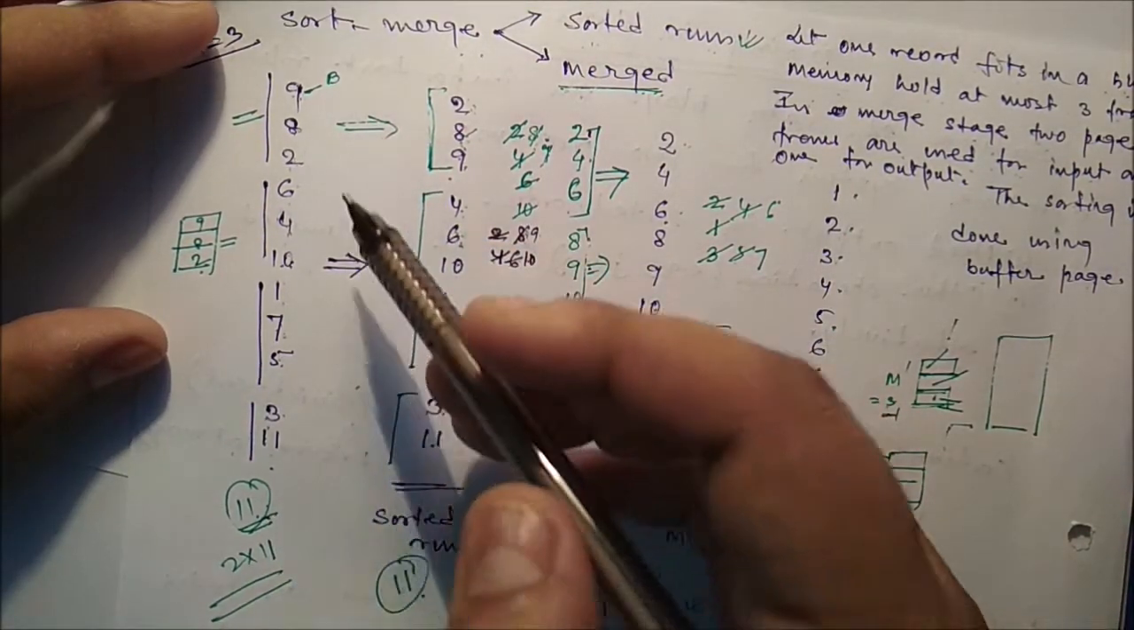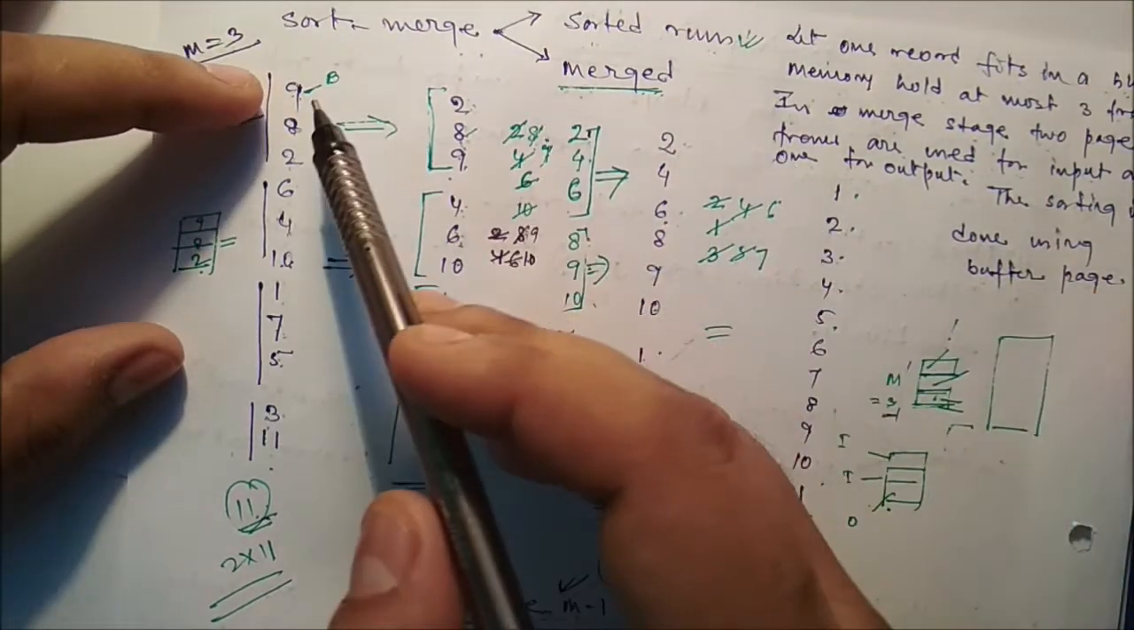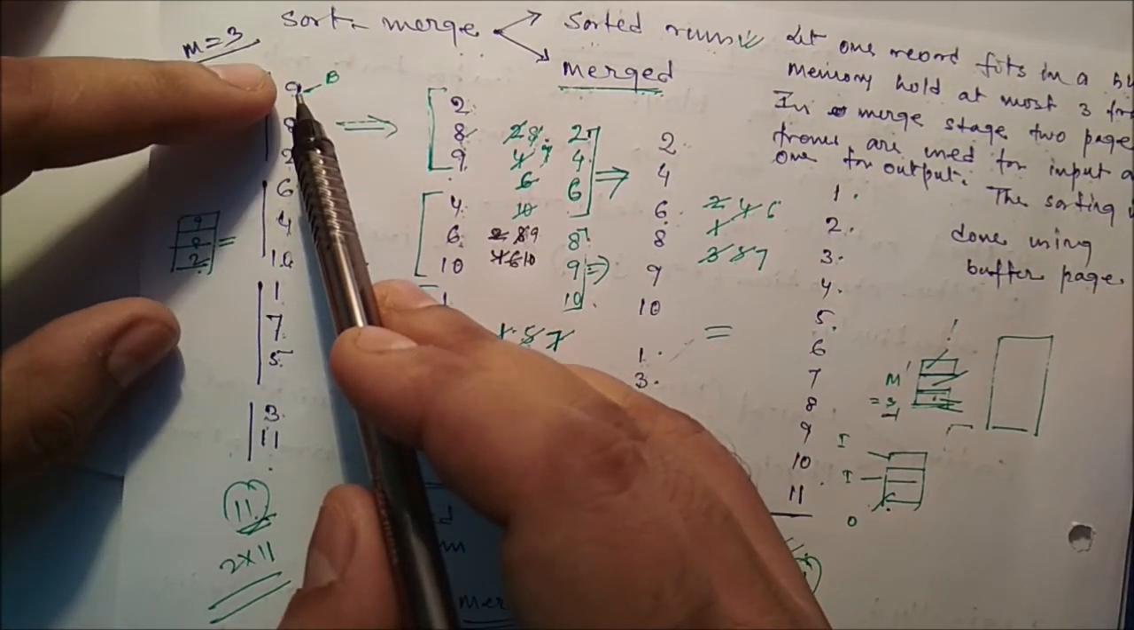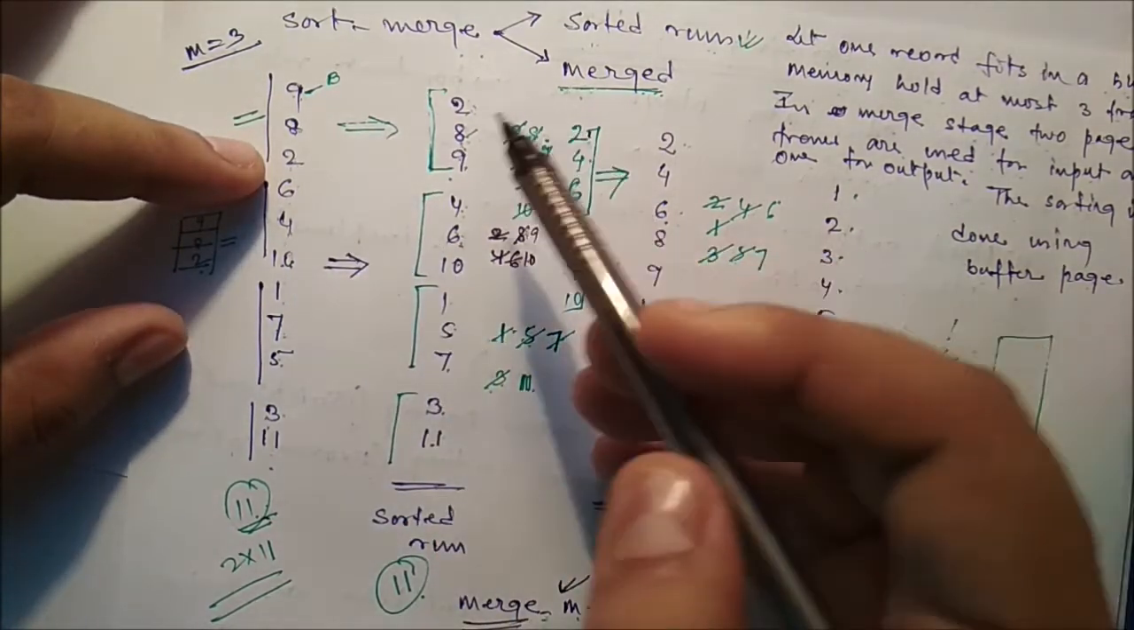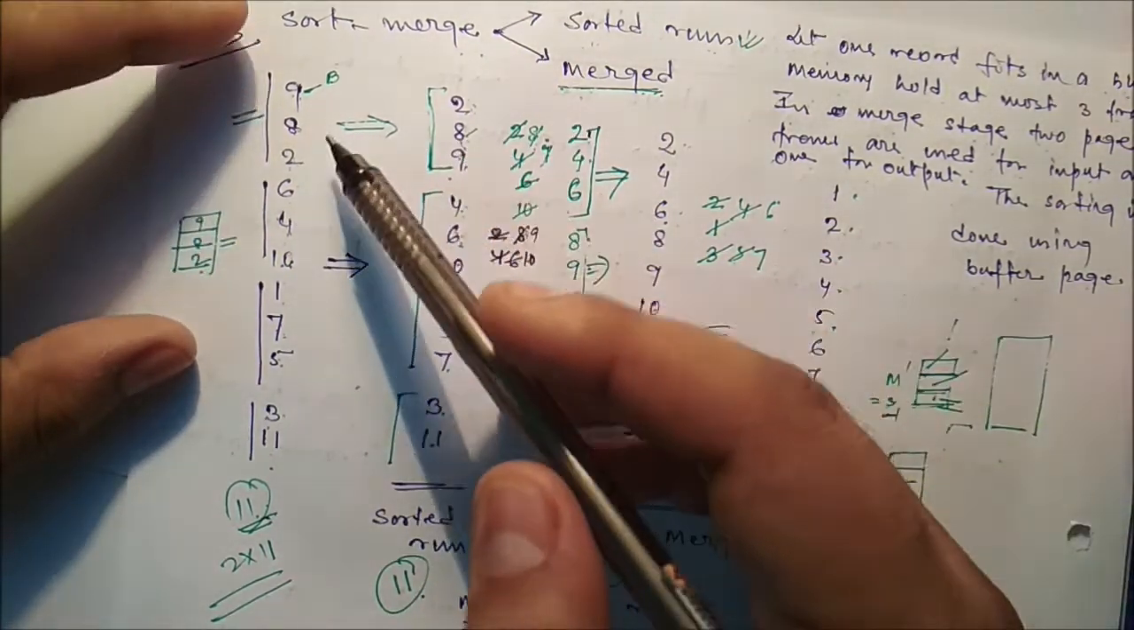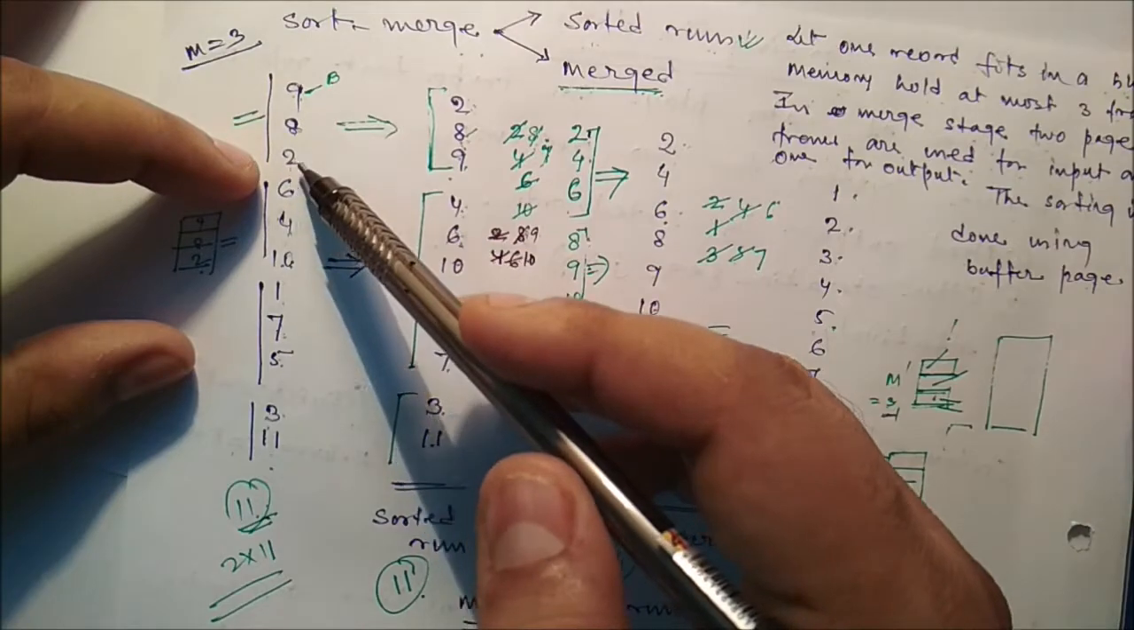Are you getting this one? So first of all we have to pick this one. We have to take this 9, 8 and 2, and then apply it. Then we have to take this, pick up this particular block and return back.